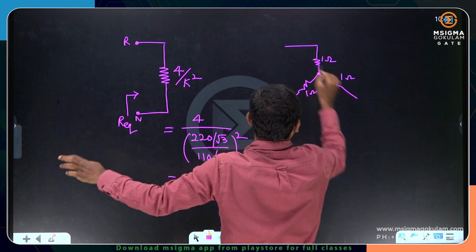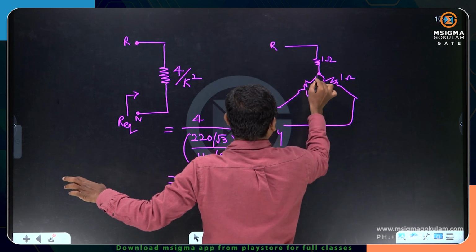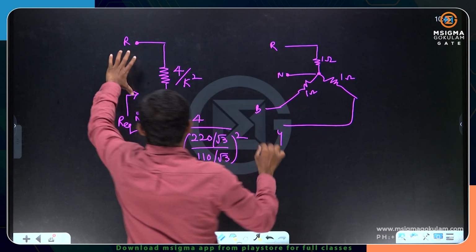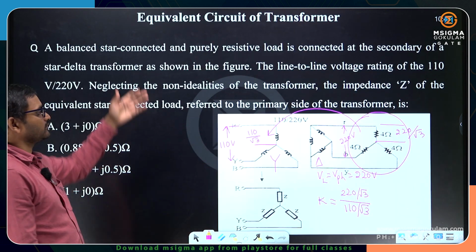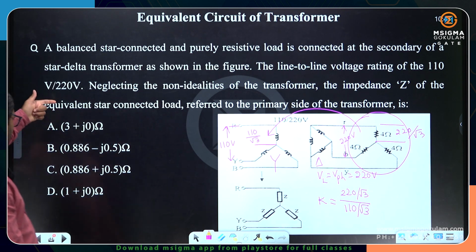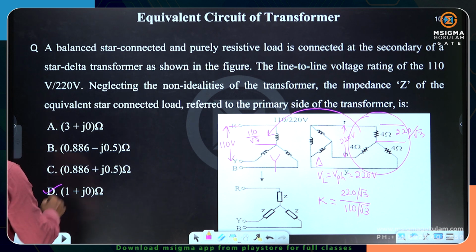So this is a 3-phase connection now between R, Y and B. I took only R to neutral. So you look at the question. Out of these options: 3 plus j0, 0.86 plus j minus 0.5, 0.86 plus j0.5, and 1 plus j0. So this is the correct answer.